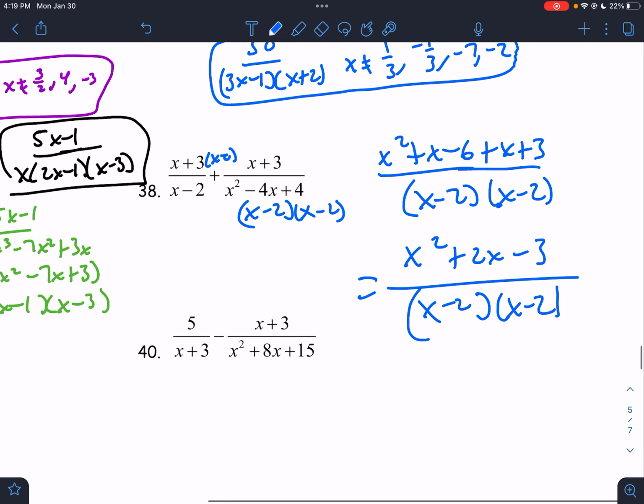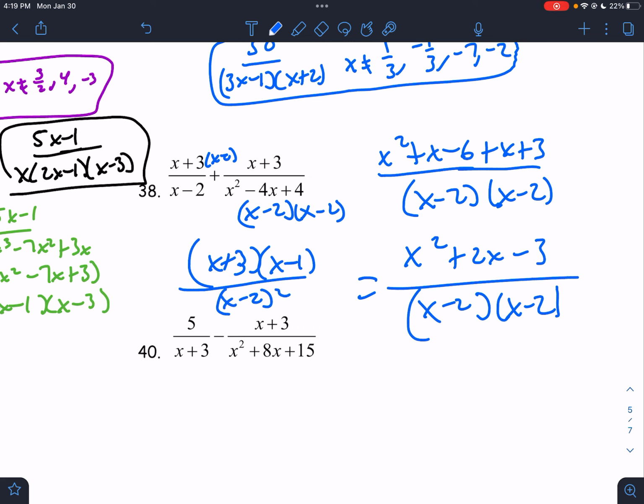I'm going to work to the left now, running out of room. That would be x minus, what factors of 3 subtract to equal 2? Be 3 and 1. That's going to be x plus 3 and x minus 1 over x minus 2, basically x minus 2 squared. Basically you could leave it like this, you could leave it like that, but x cannot equal 2.